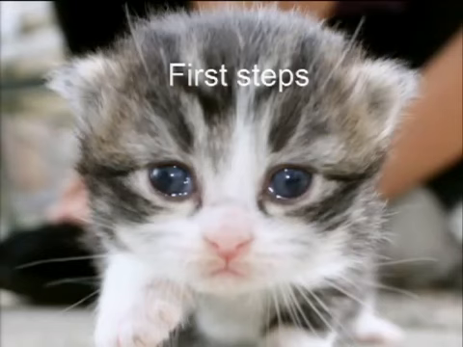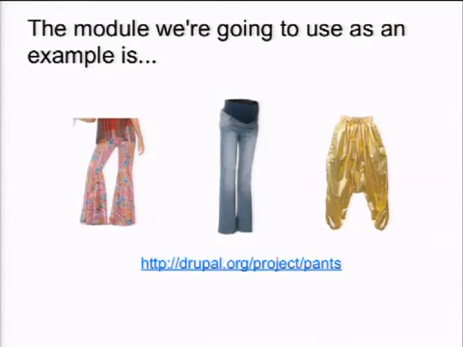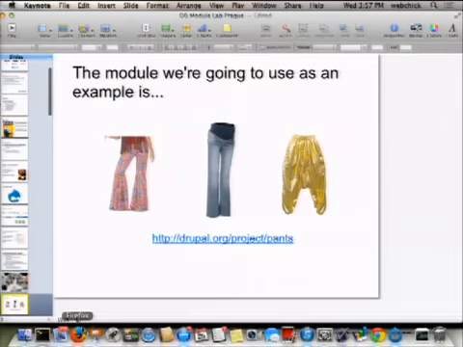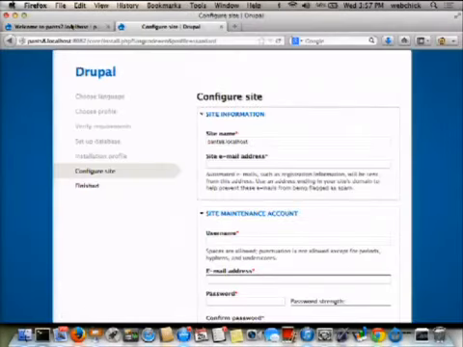So with that out of the way, let's do some first steps. This is going to be a hands-on thing. The module we're going to use as an example in our walkthrough is the pants module, which you may or may not care about, but it's useful because it sort of has an answer key for how to port from 7 to 8, so it can be useful as a reference. So I'm just going to walk through that module real quick and show you what it does.